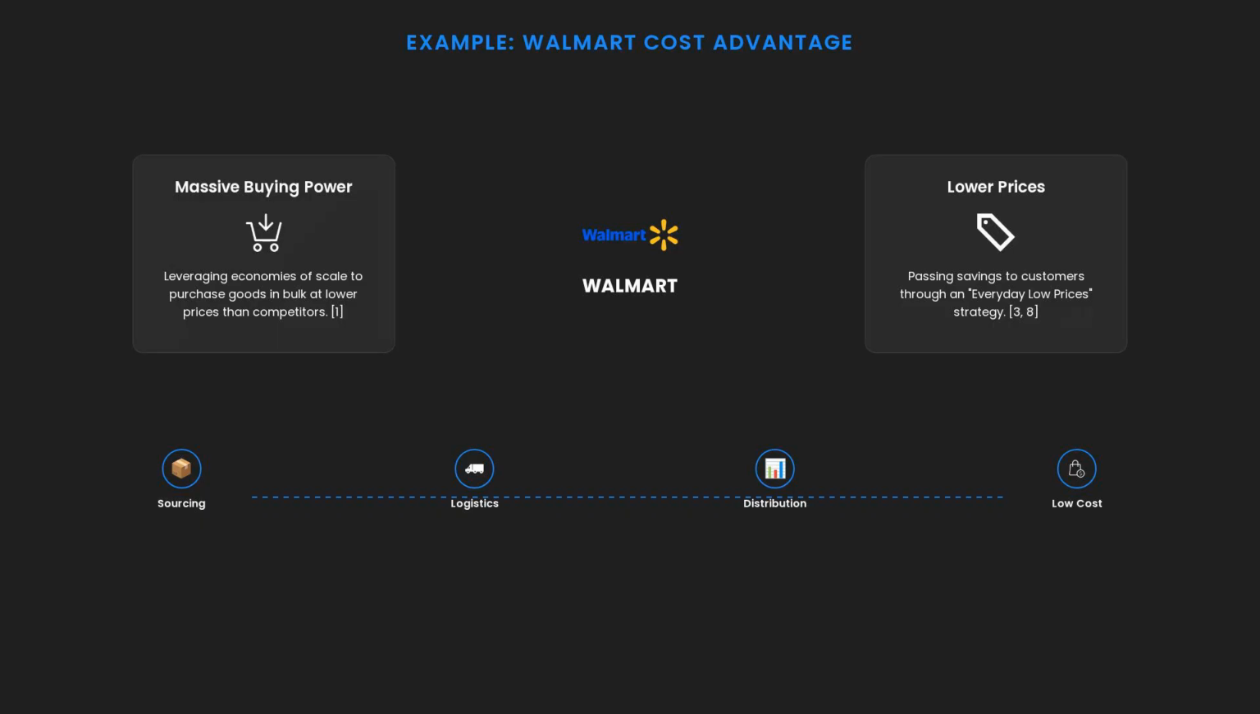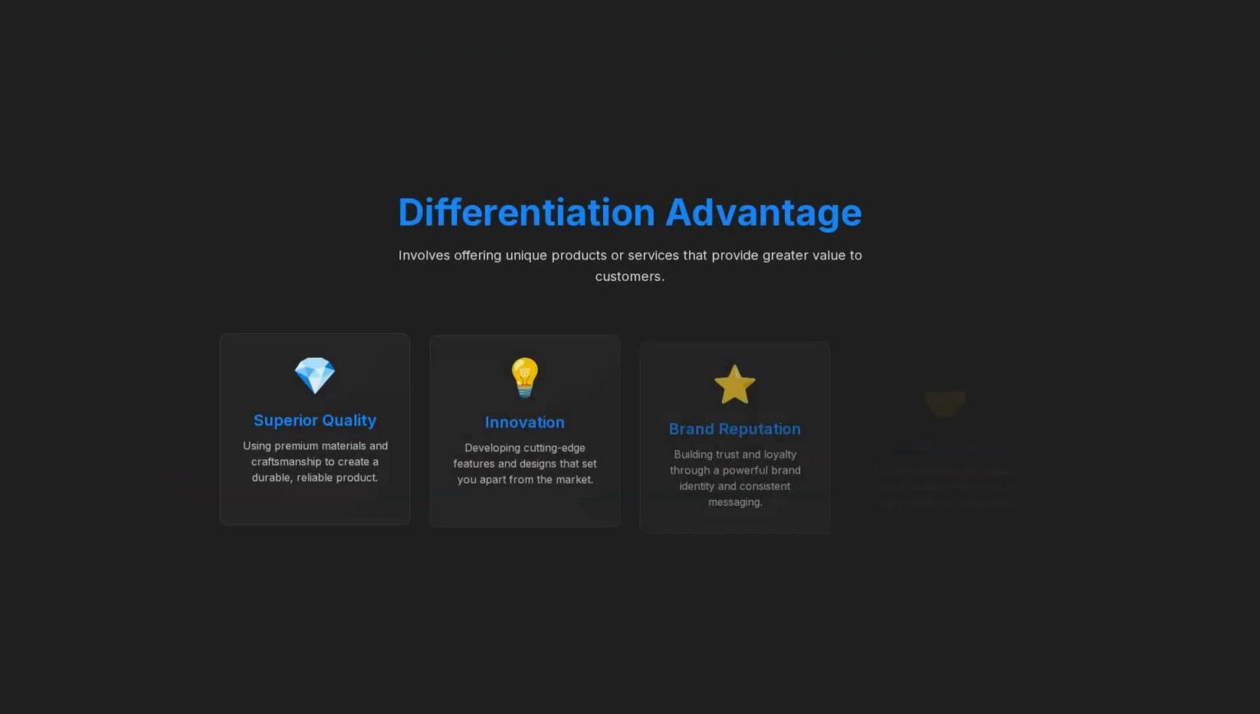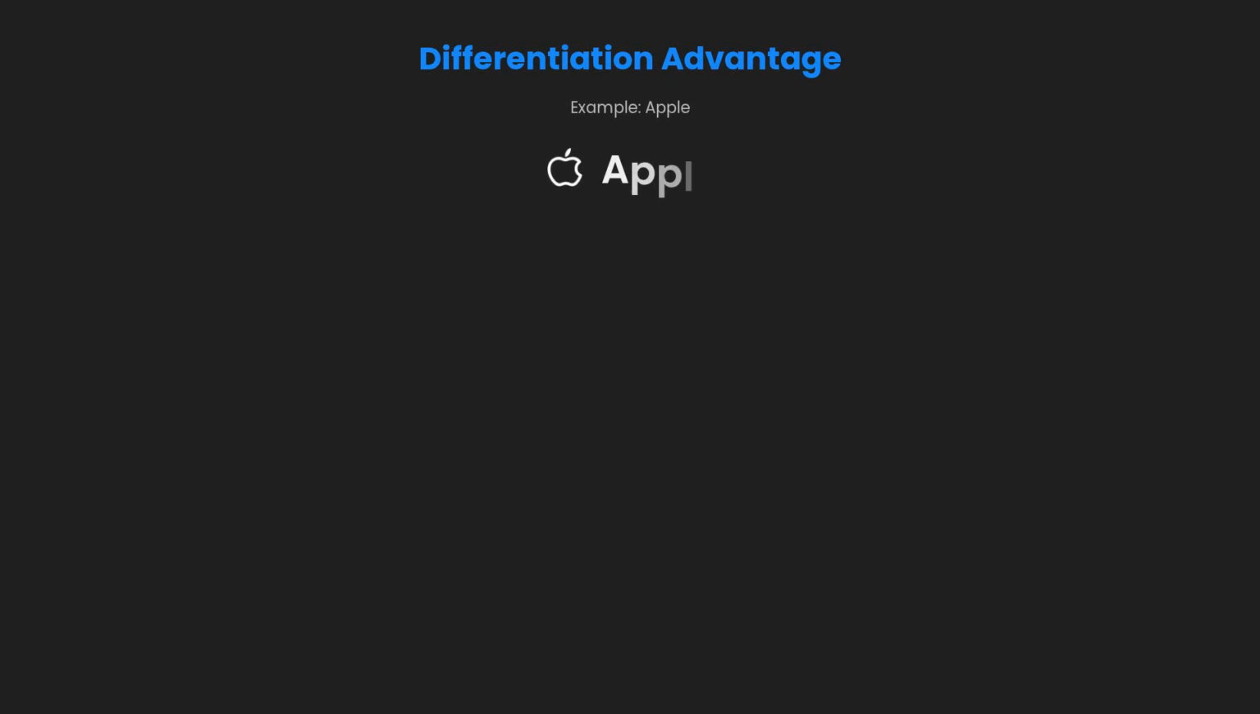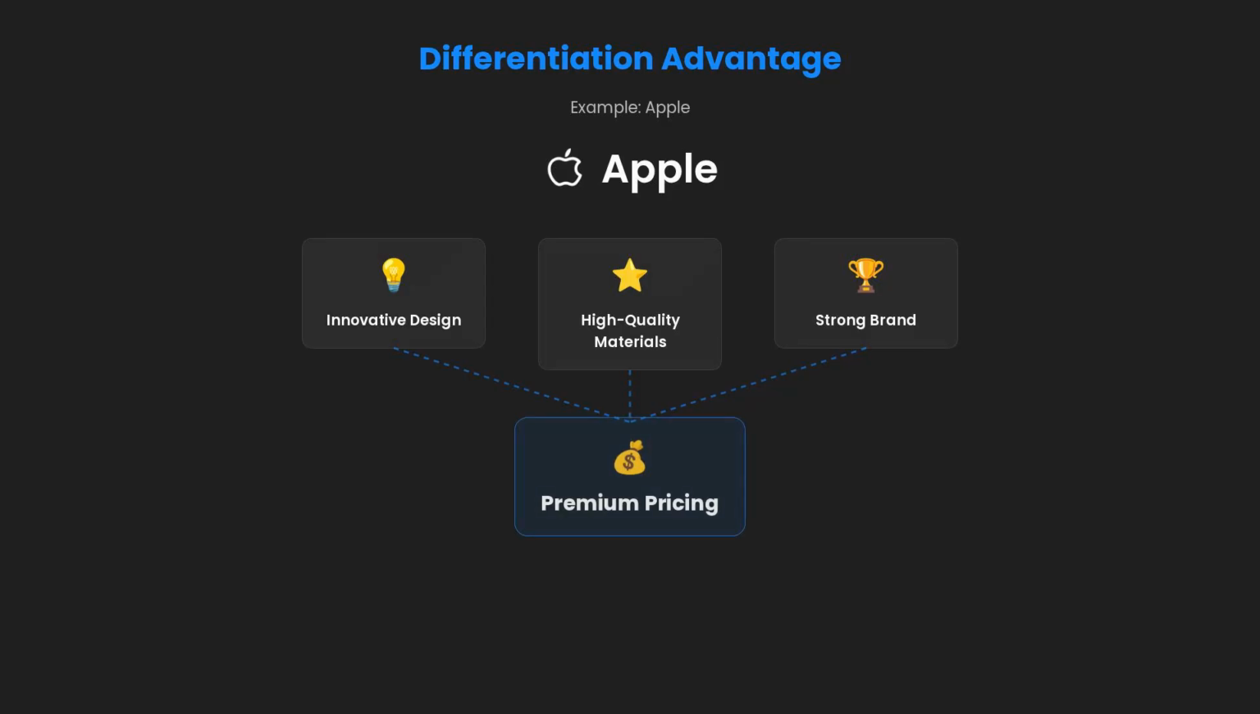than many competitors. Differentiation advantage involves offering unique products or services that provide greater value. This can come from superior quality, innovation, brand reputation, or exceptional customer service. Example: Apple differentiates itself through innovative product design, high-quality materials, and a strong brand, allowing it to charge premium prices.